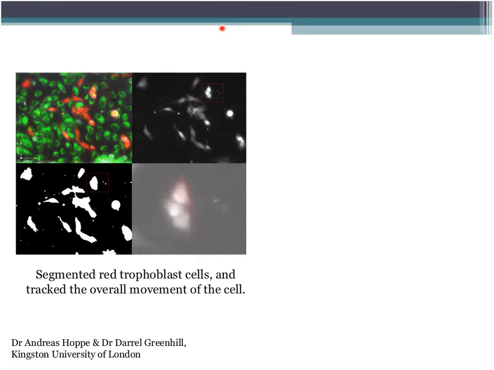I want to start by talking about our migration work. So the line in our field has always been that trophoblasts migrate down the spiral arteries retrograde to flow. So they move against the blood flow, migrating down into the uterus. There's not a large amount of actual direct evidence for this.